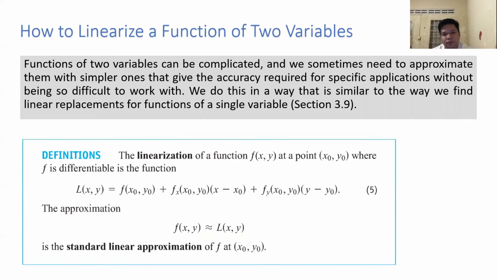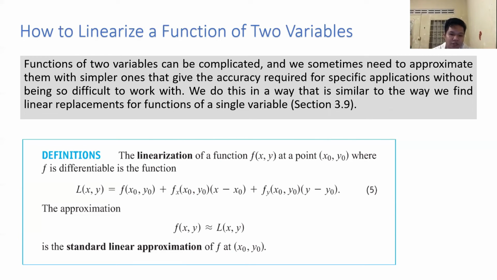Now, let's find the way to linearize a function of two variables. Like we have learned, functions of two variables can be complicated, and we sometimes need to approximate them with a simpler one that gives the accuracy required for a specific application without being so difficult to work with. We do this in a way that is similar to the way we find the linear approximation for a function of a single variable, like we learned in section 3.9.